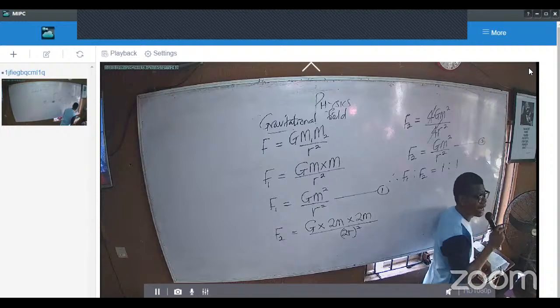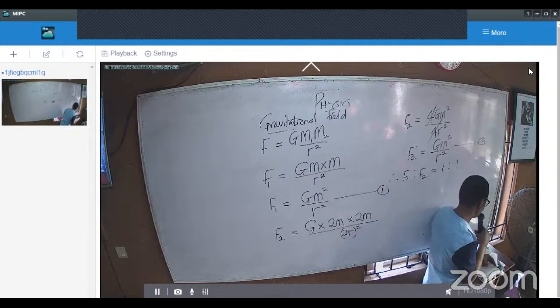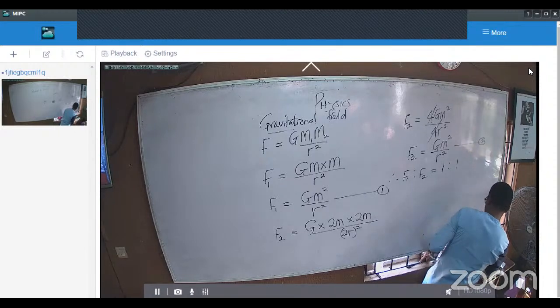About 3 topics after this one is called moment and equilibrium. That's a topic many of you don't know. I have had so many questions on that before. For hostel students, almost 40 questions.